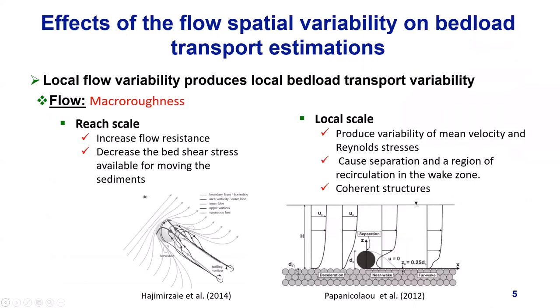So the first idea that I want to highlight is that this macro roughness produces flow variability, and this flow variability produces bedload transport variability. And we can see the problem at two different scales. At a reach scale, which means at the scale of the segment of the river, the effect that this macro roughness has is an increase in flow resistance, and so a decrease in the shear stress, which is available for moving the sediments. But if we see the problem at a local scale, this macro roughness produces variability of mean velocity and Reynolds stresses, separation and a zone of recirculation downstream in the wake zone, and also coherent structures in the vicinity of these boulders.